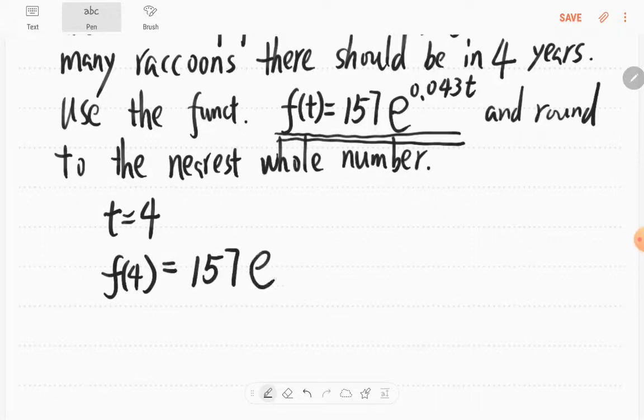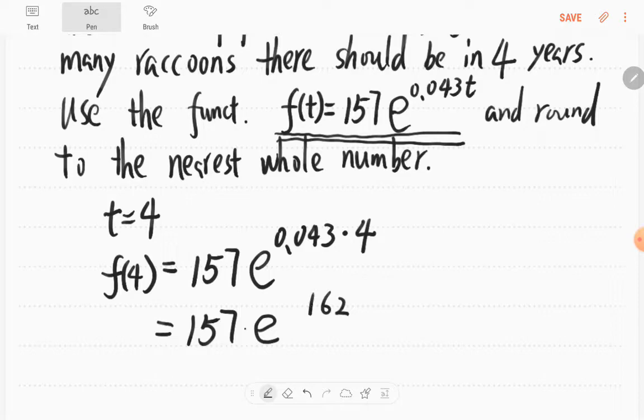157 times e to the 0.043. This is the percent, 4.3%, right, times t. T is 4, so we should plug in 4 times 4, okay? And we do the calculation. So 157 times e to the what? So this is 0.172.